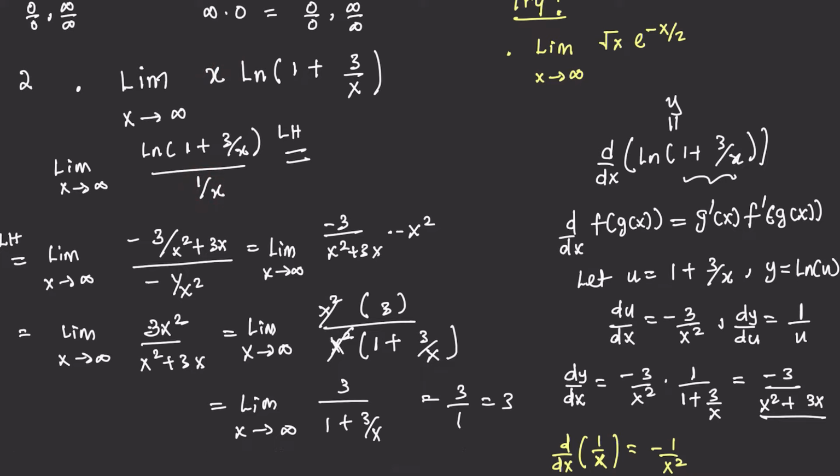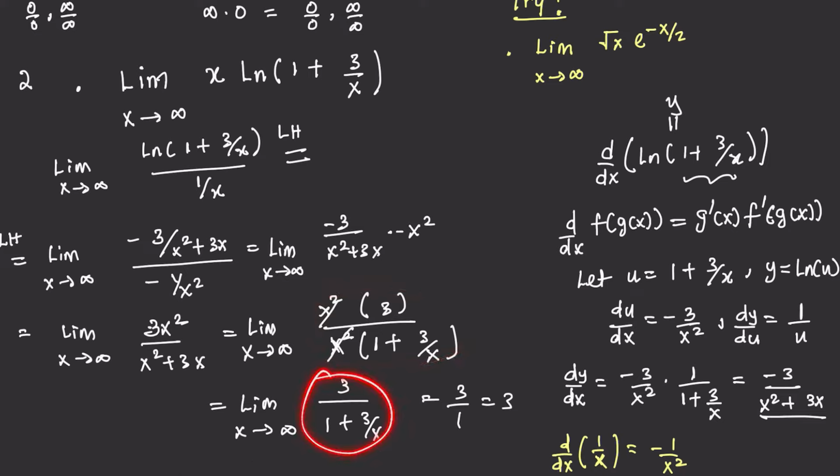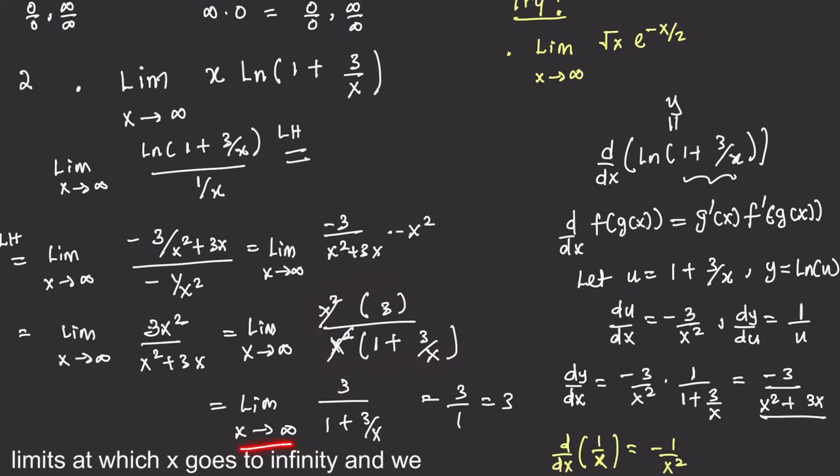Then when we had 0 divided by 0, we used L'Hopital's rule by taking the derivative of the numerator and the derivative of the denominator separately. And when we did that, we had this result over here. We had this result and this result over here. Okay, and we simplify the expression here, then we had this result over here. After a few simplifications, we had this result. Then here we can conveniently take the limit as x goes to infinity, and we had this result.